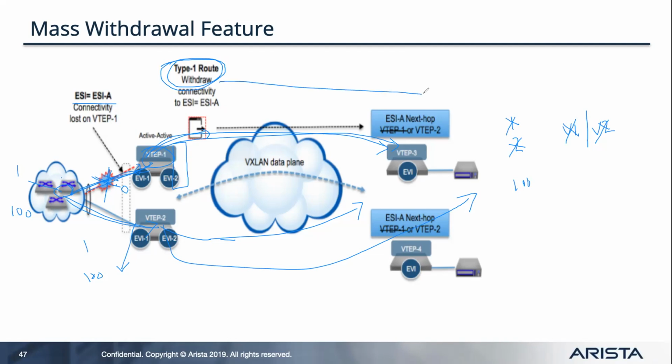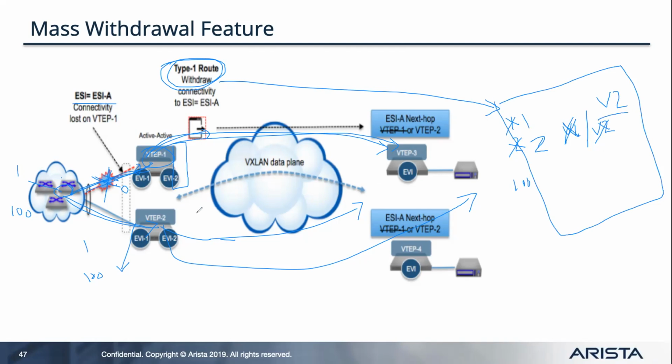So what that will do is, VTEP 1 will tell that, hey, now I am not connected to Ethernet segment A. I am no longer connected to Ethernet segment A. So you remove, for all these 1 to 100, the E1 VTEP 1 reachability. Now you have only VTEP 2 for all of this, because the type 1 withdrawal route will be sent by this VTEP 1.